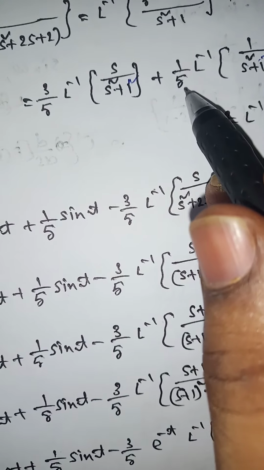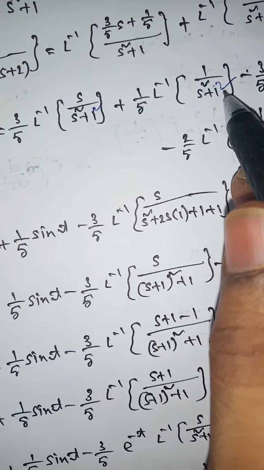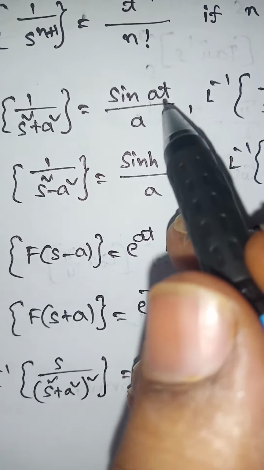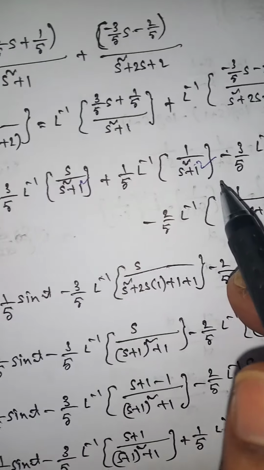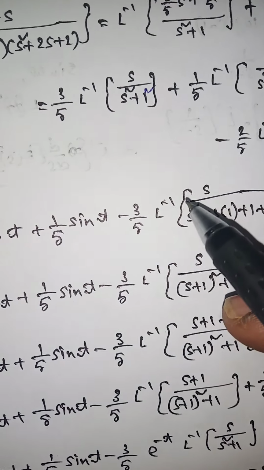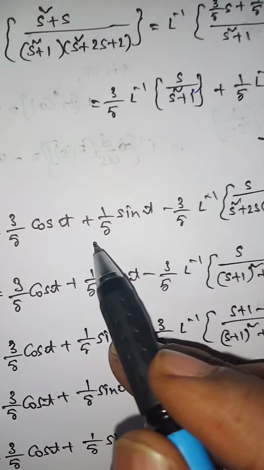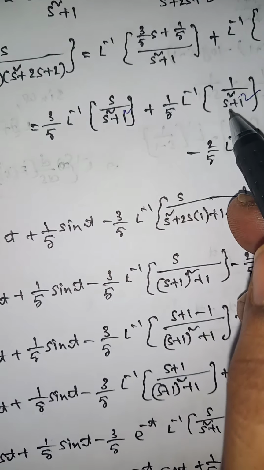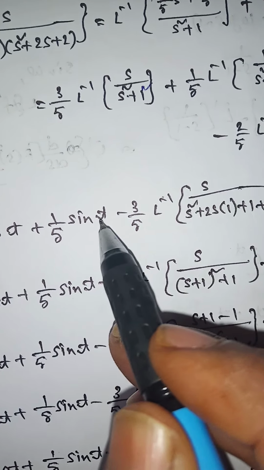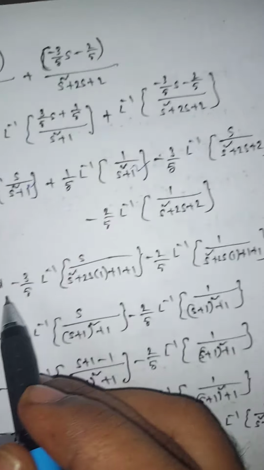For the second one, 1 by 5 into L inverse of 1 by s square plus a square. If you have L inverse of 1 by s square plus a square, the formula is sin a t by a. That means here we have sin, and in the place of a we have 1. What is the answer? 1 by 5 into sin t by 1, that means sin t, minus.